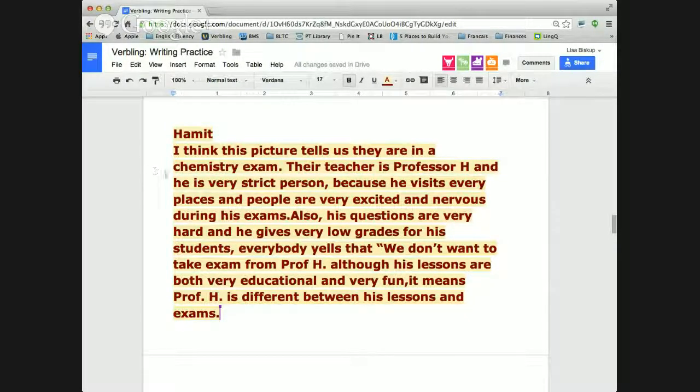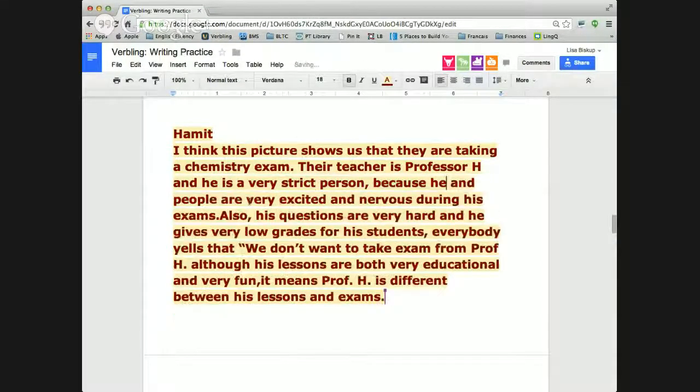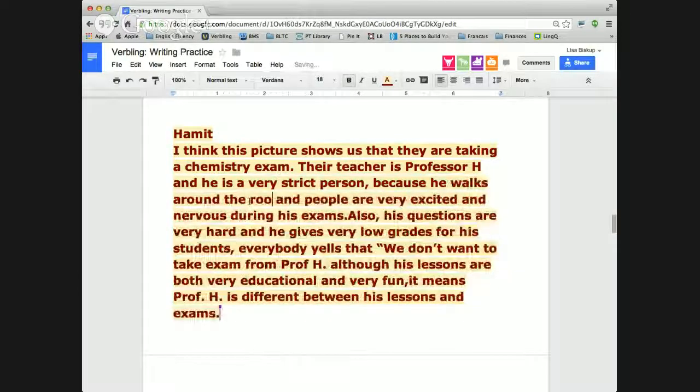Okay. All right. I think this picture tells us that, or I would say it shows us that they are in a chemistry exam, or you could say that they are taking a chemistry exam. Their teacher is Professor H, and he is a very strict person because he visits what do you mean every place? I mean in the classroom he walks around. Yes. Okay, yeah. So because he walks around the room, and people are very excited and nervous during his exams.